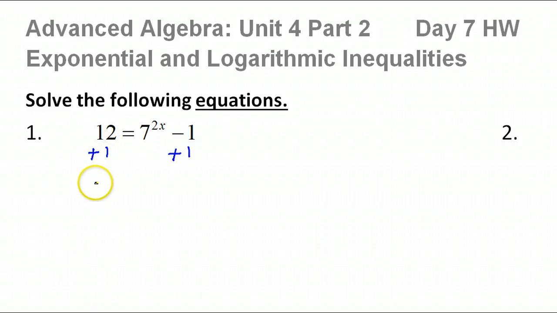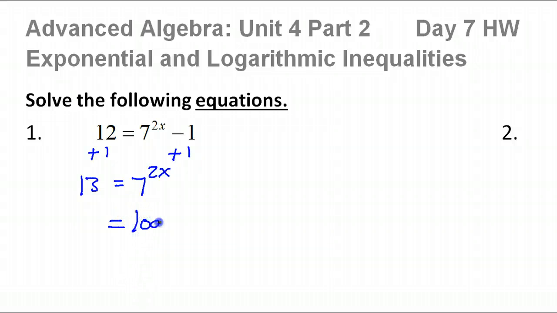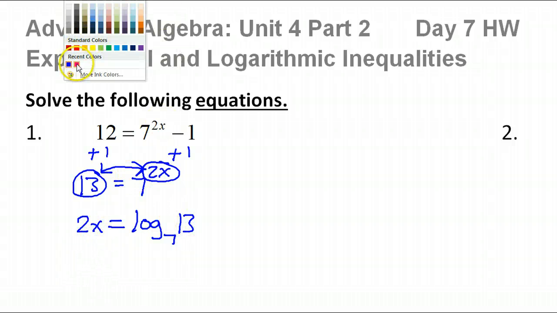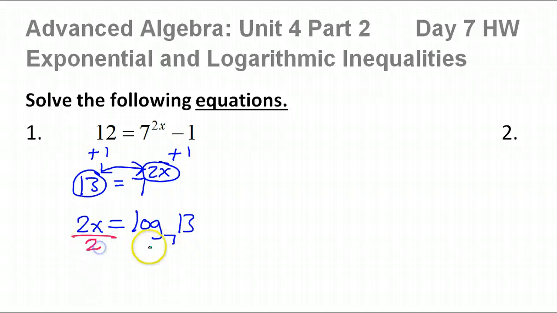Alright, problem number one. If I want to solve this, I need to get this exponential part by itself first. So that would be 13 is equal to 7 to the 2x power. Now if I want to get x out of the exponent, I need to rewrite this in log form. Start with the base, so that means log base 7. Now the other part, the 2x and the 13, will change sides. So the 2x will come over here and the 13 will go here.